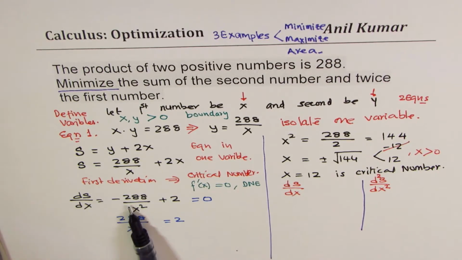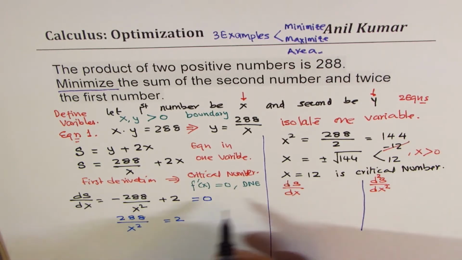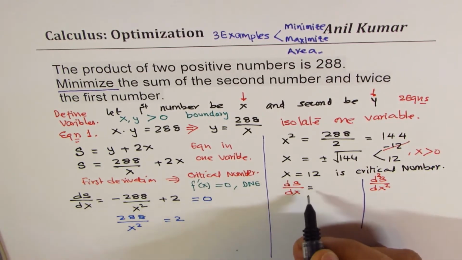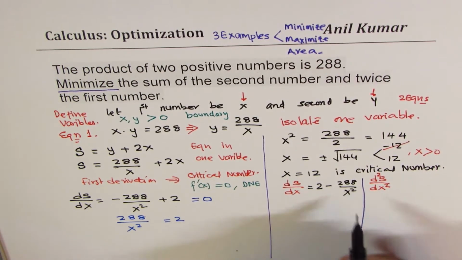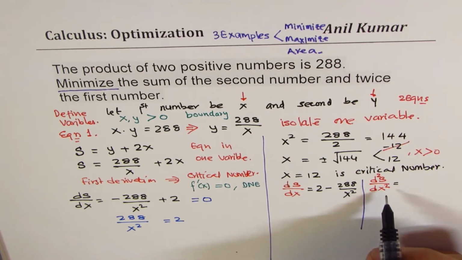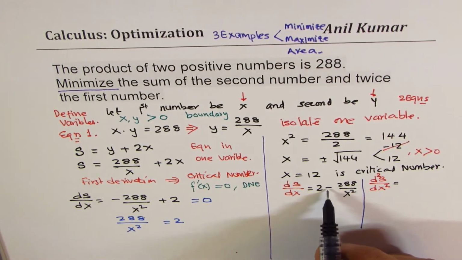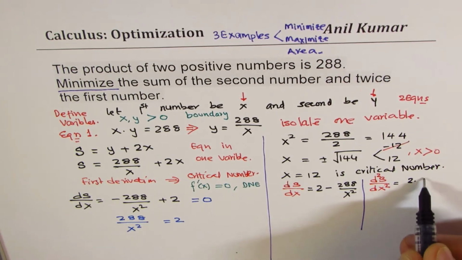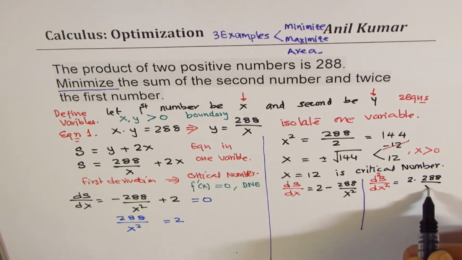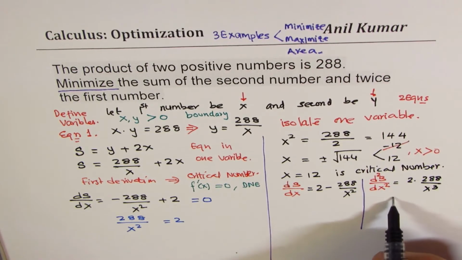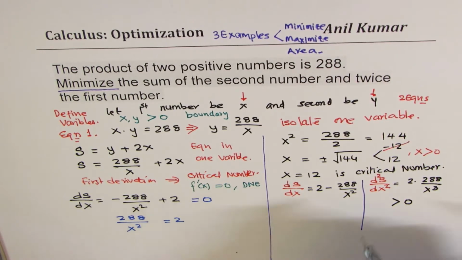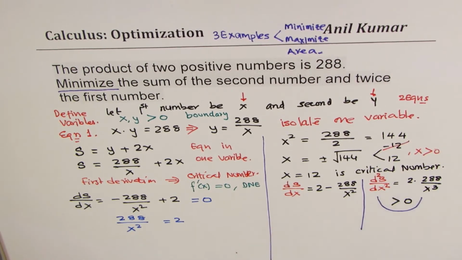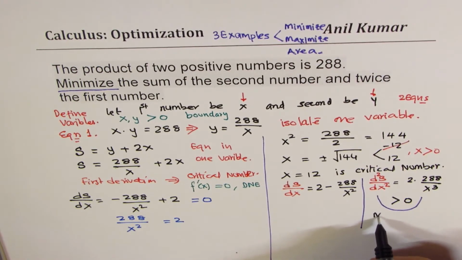So if I find second derivative, this is my first derivative, what do I get? Let me do that. So this derivative here, let me write this first, which is 2 minus 288 over x squared. The second derivative will be minus 2 times minus is positive, so we get 2 times 288 over x cubed. And we know this derivative is always greater than 0. And when this derivative is greater than 0, the curve is concave up, right? And that means we are looking for minimum.